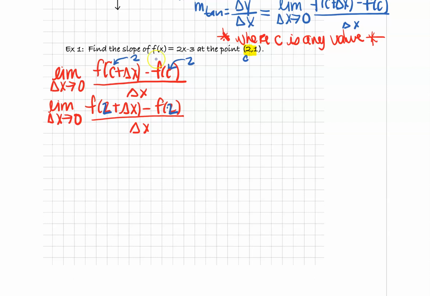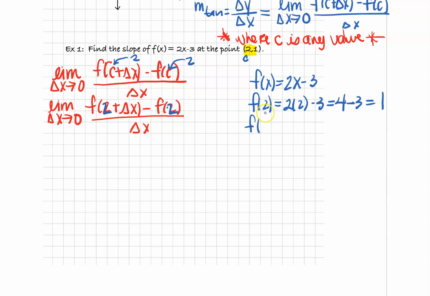Now I want to fill in what that means. Well, you can see that f of x was given. So if f of x is equal to 2x minus 3, then that means f of 2 is equal to 2 times 2 minus 3. So let's see, 4 minus 3, so 1. And then we also are going to need f of 2 plus delta x. So instead of x, we plugged in 2. So now instead of x, we're going to plug in 2 plus delta x.